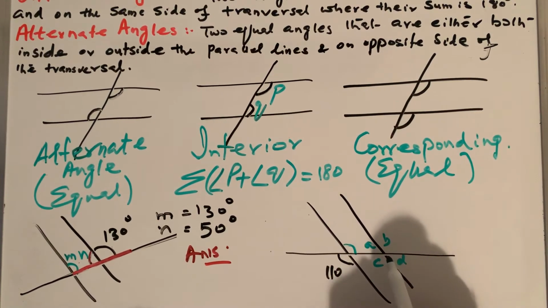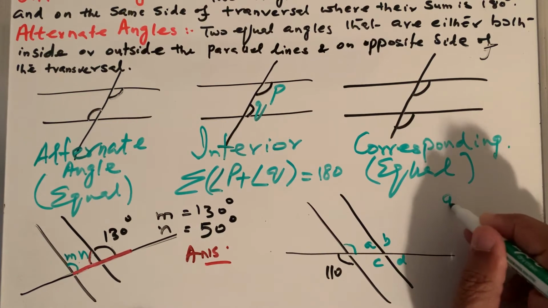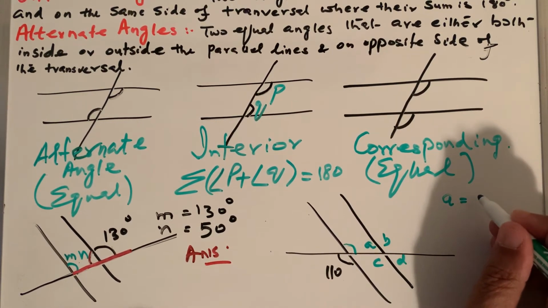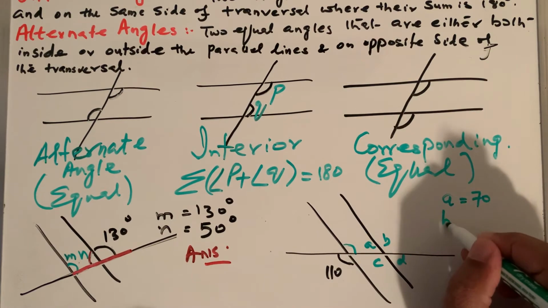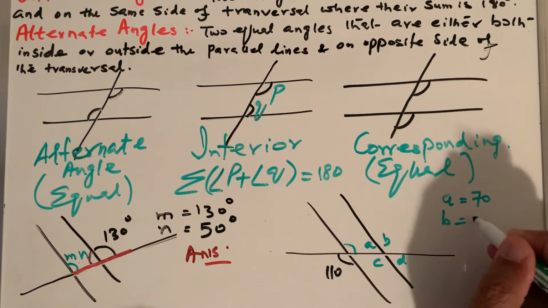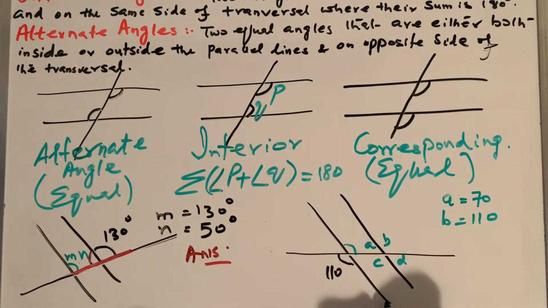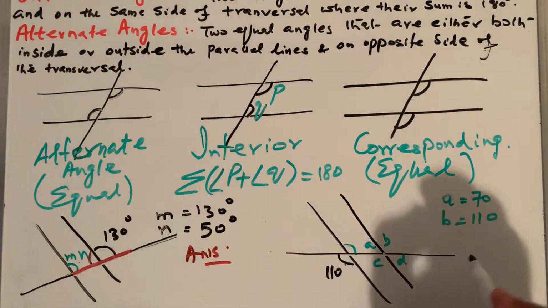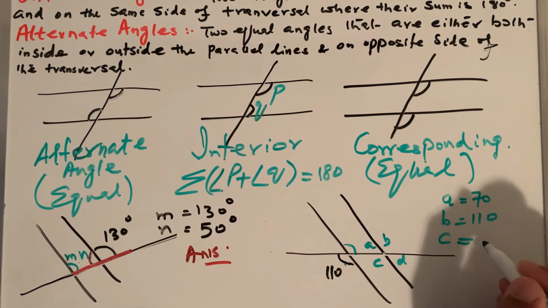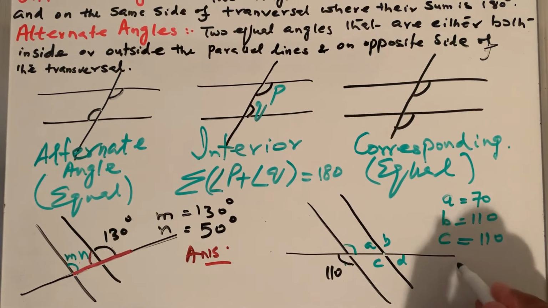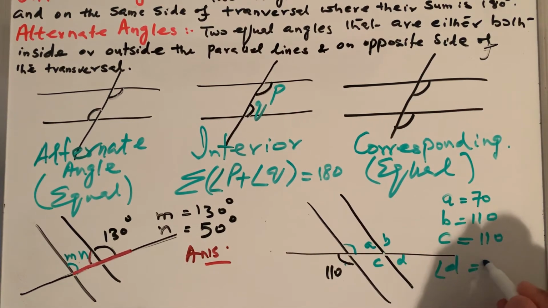So now we will see what A, B and C equal. If your answer for A is 70, you are good. If your answer for B is 110, these A and B are equal. Why are they equal? They are alternate angles, this angle and this angle. For angle C, if your answer is 110, you are right. And for angle D, if your answer is 70, you are right.